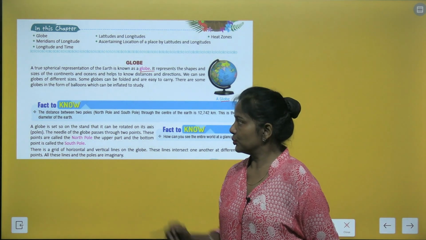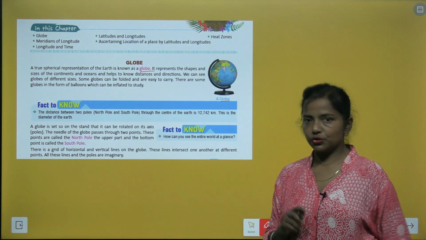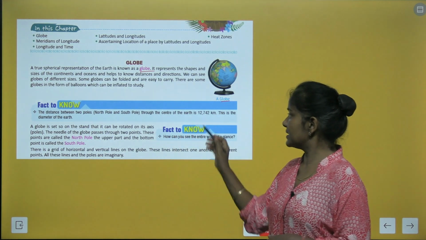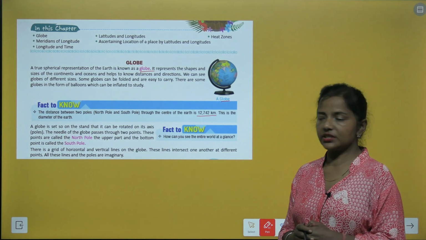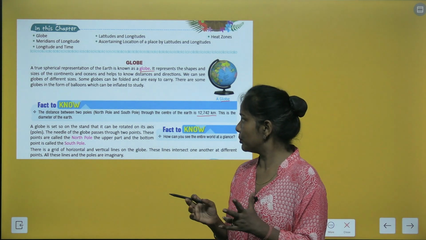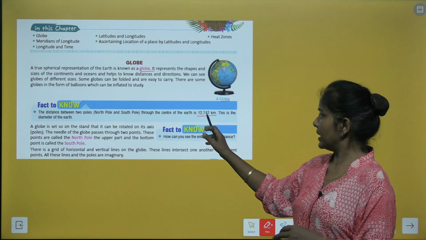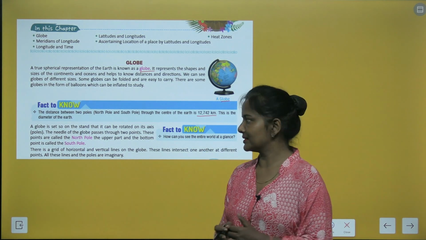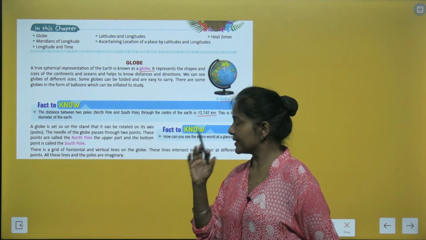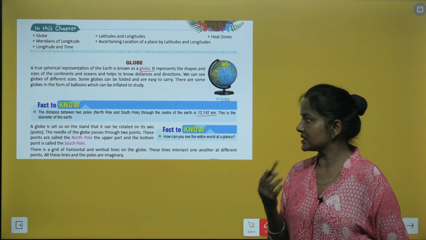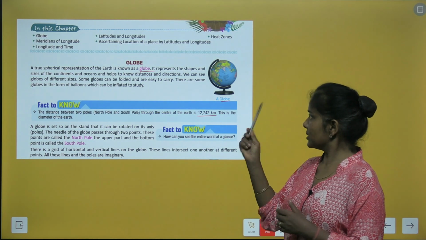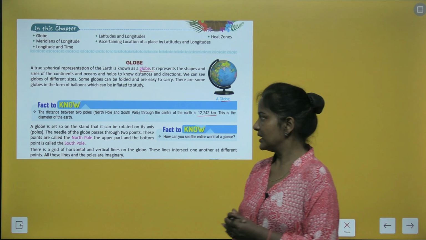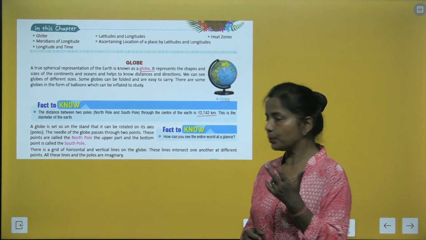Right? Fact to know: the distance between two poles, दो poles हैं हमारे, North Pole and South Pole, through the center of the Earth is 12,742 kilometers. जो distance है इन दो poles का center से earth के वो है 12,742 kilometers. This is the diameter of the Earth. A globe is set so on the stand that it can be rotated on its axis. और ये globe जो होता है वो stand पे fix होता है, उसको rotate किया जा सकता है उसकी axis पे. The needle of the globe passes through 2 points.